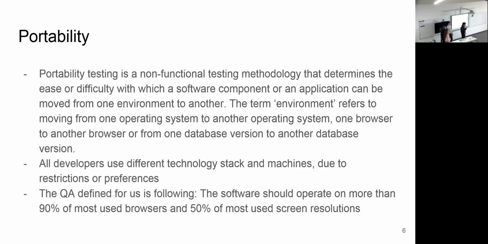So, for this project, we define the quality attribute as: the software should operate on more than 90% of the most used browsers and 50% of the most used screen resolutions. The numbers are not so high, but we made it due to the reason that programmers and people from IT are usually much better in the technology. They don't use Internet Explorer or some browsers which are rarely used.